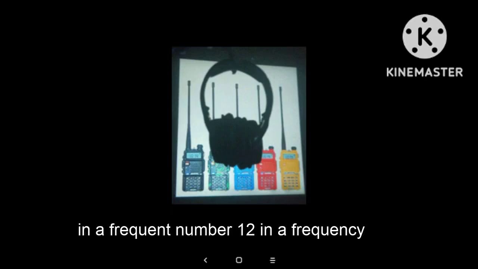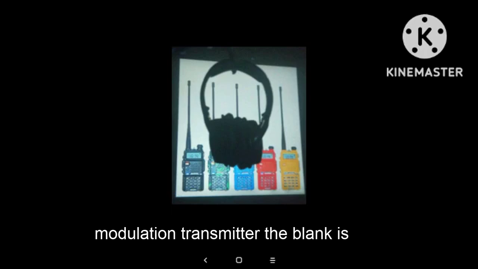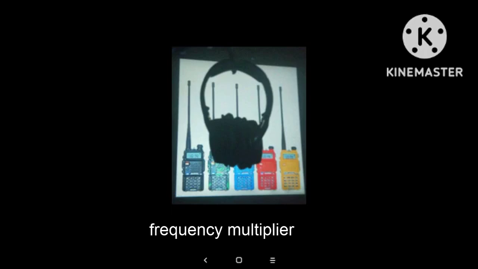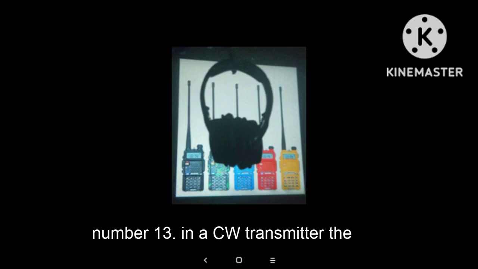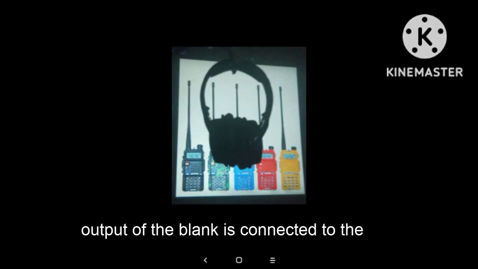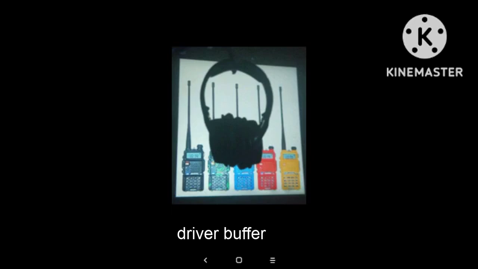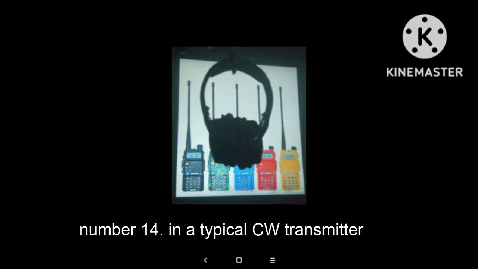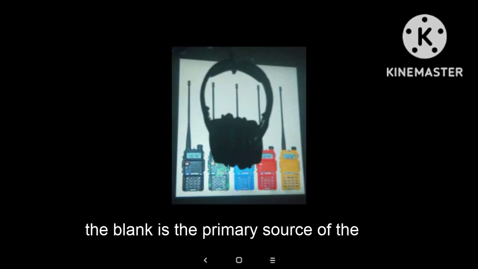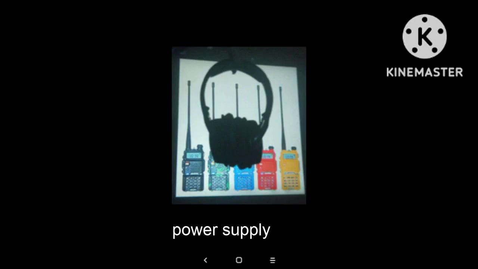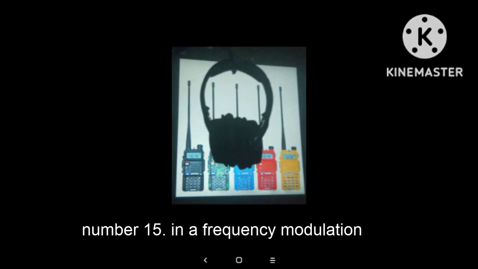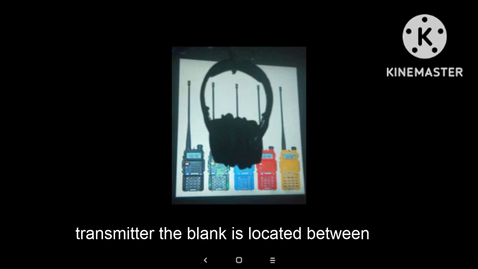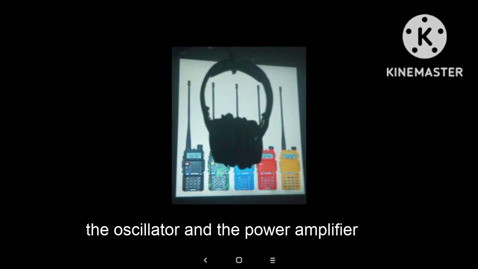Number 12. In a frequency modulation transmitter, the blank is located between the modulator and the frequency multiplier. Oscillator. Number 13. In a CW transmitter, the output of the blank is connected to the driver buffer. Master oscillator. Number 14. In a typical CW transmitter, the blank is the primary source of the direct current. Power supply. Number 15. In a frequency modulation transmitter, the blank is located between the oscillator and the power amplifier.